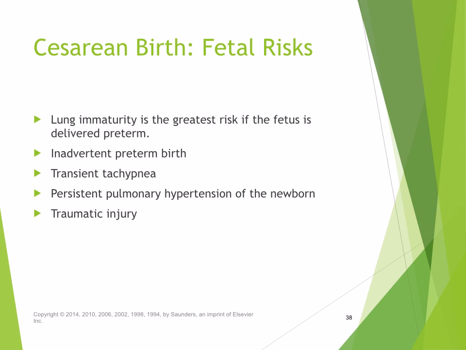The fetus also encounters some risks during a cesarean birth, such as lung immaturity if delivered preterm, and transient tachypnea due to the different type of squeezing and removal of fluids that babies born via C-section have versus babies born via vaginal delivery. These newborns can exhibit persistent pulmonary hypertension, especially if delivered in the preterm period, or any type of traumatic injury.